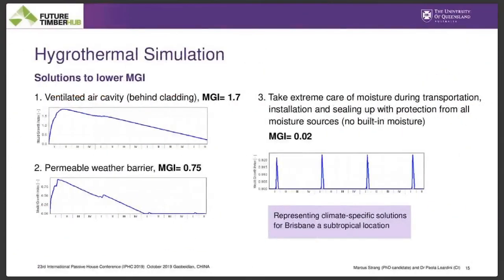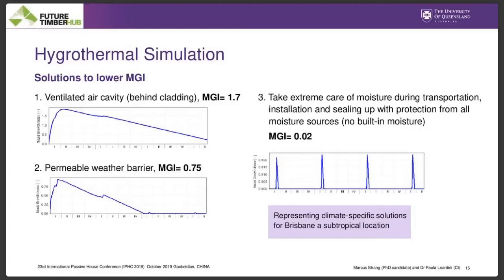So now I've looked at what we can do to increase the drying potential. And so that's done by increasing the ventilated air cavity, which could be practically done by improving the air permeability of that cladding, although you still really want to make sure no rain is able to get through. And so that reduces the mold growth to 1.7. And then having a more permeable weather resistive membrane decreases it even further.